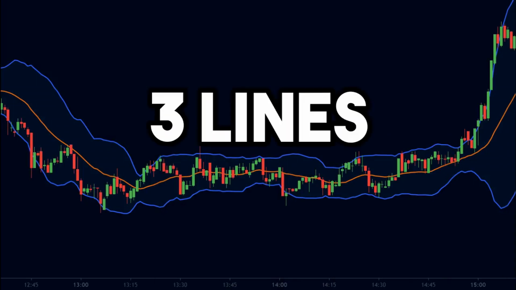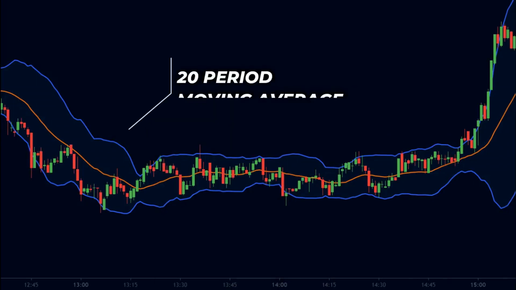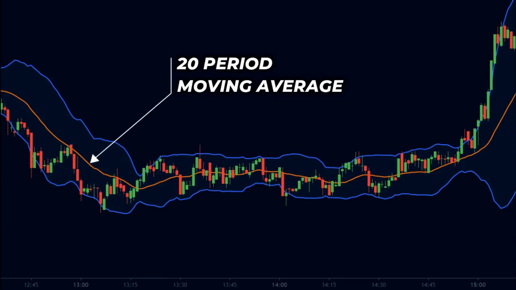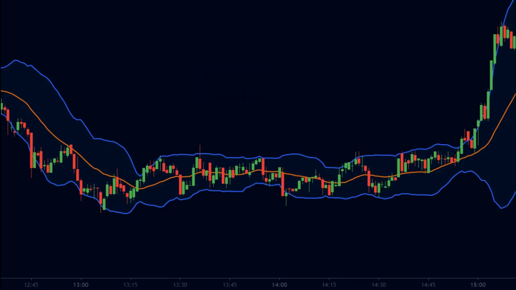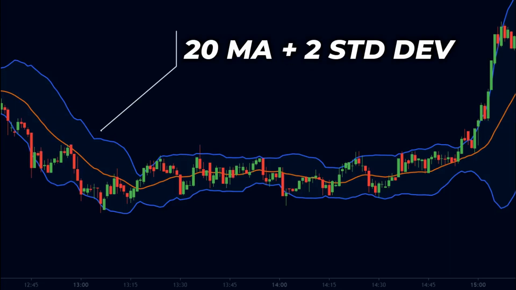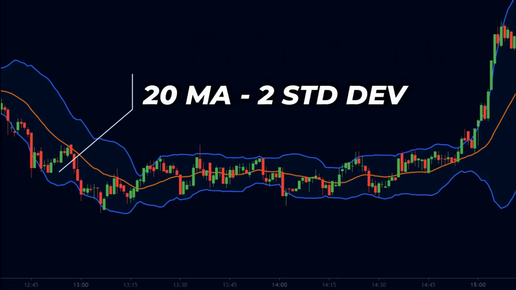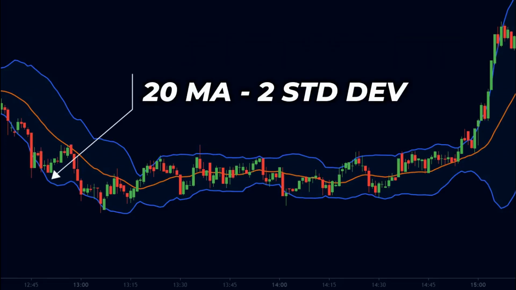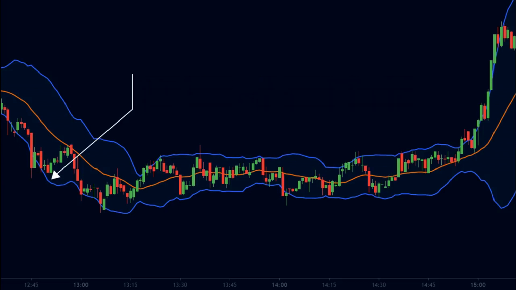As you can see, we have 3 lines here. The central line is the actual 20-period moving average. The upper line is called the upper band. And the lower line is called the lower band. The upper band is simply calculated by adding 2 standard deviations to the moving average. Similarly, the lower band is calculated by subtracting 2 standard deviations from the moving average.